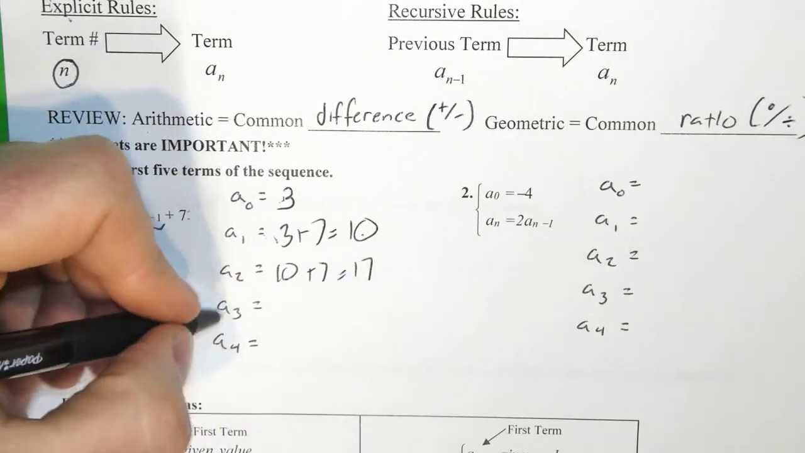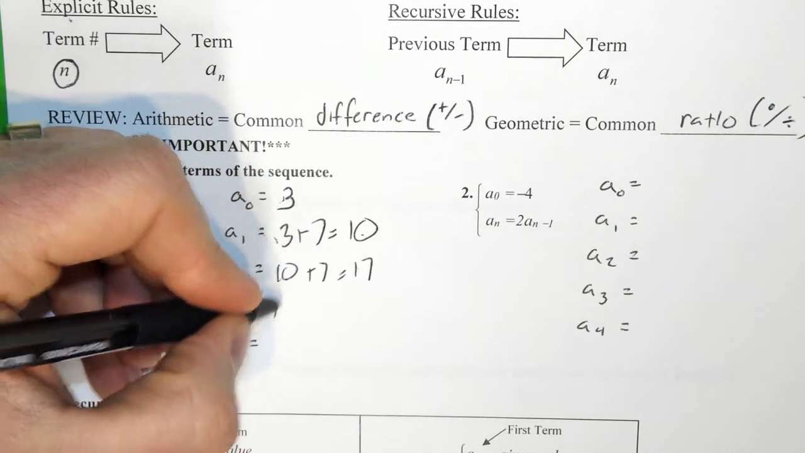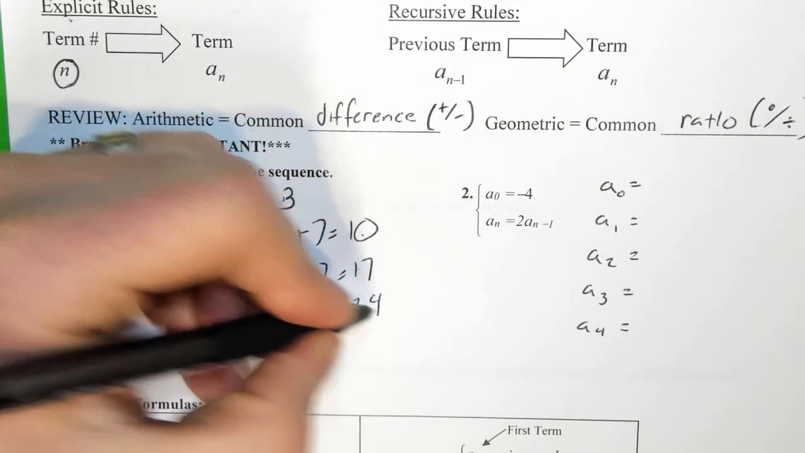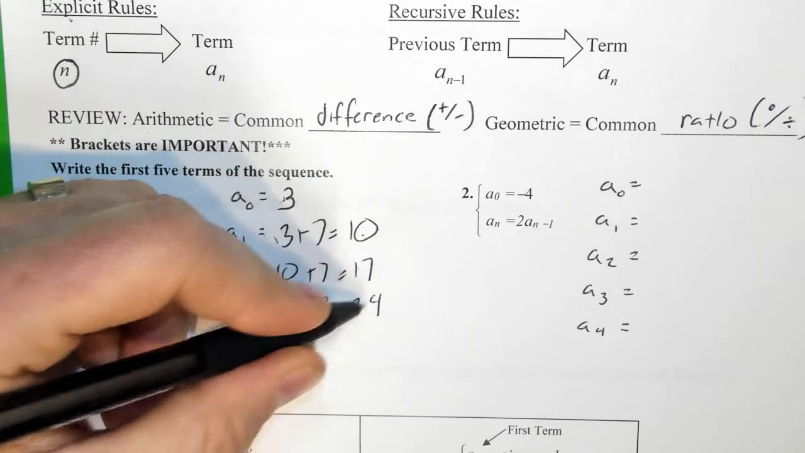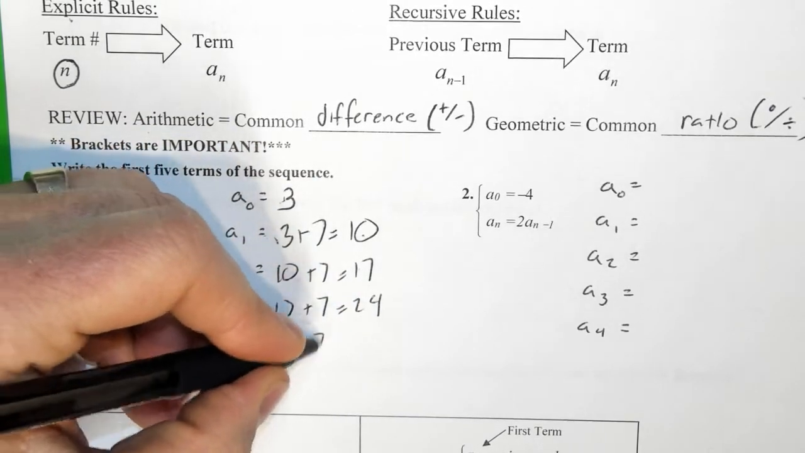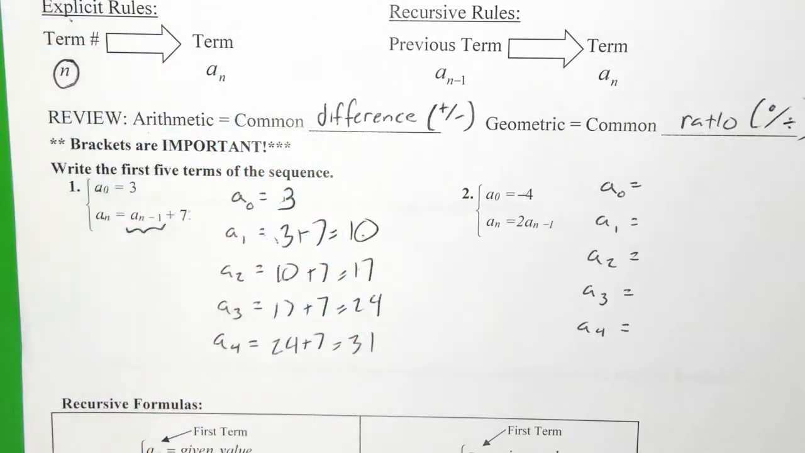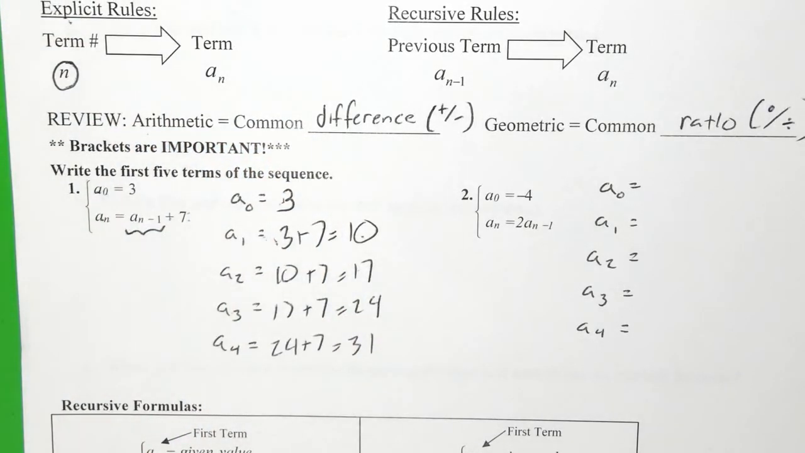Let's do the third term. So the 13 means I'm going to go back to the 17, and I'm going to add 7 to that. And the fourth term means I'm going to go back to the 24, and I'm going to add 7 to that. That's it. It's supposed to be very, very simple and very, very straightforward. It shouldn't hurt too much.